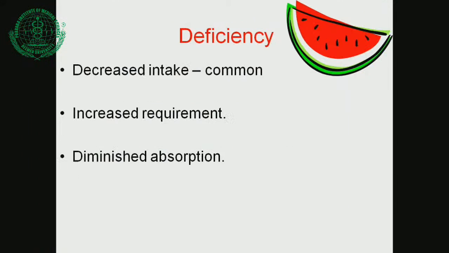Next we'll come to deficiency. Why does deficiency occur in vitamins? Deficiency may occur due to decreased intake, a nutritional cause, poverty, low socio-economic conditions, ignorance, or the breast milk of the mother may be lacking in vitamin D. So the baby may be getting a good amount of breast milk, but the breast milk doesn't contain an adequate amount of vitamin D and vitamin K. Breast milk is also not a very good source of vitamin C. So this may be the cause of deficiency.